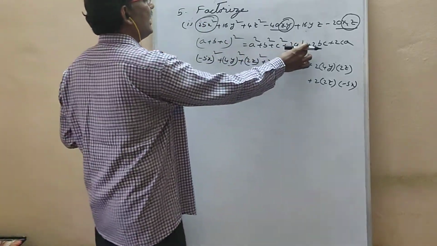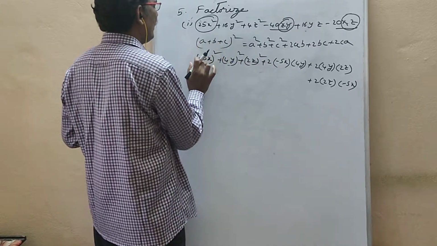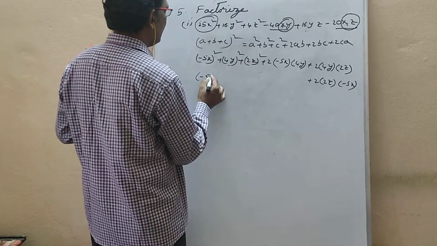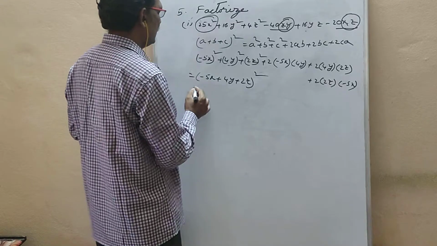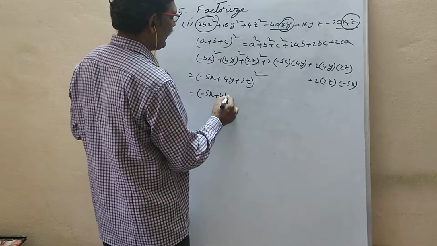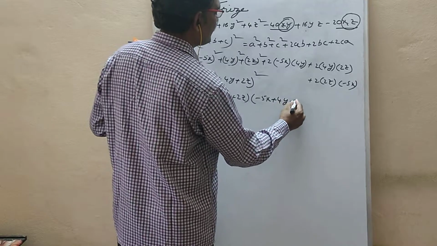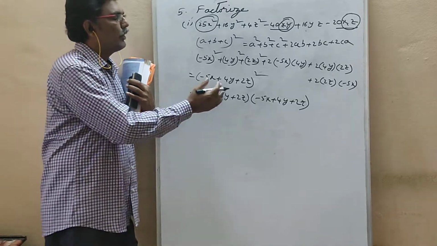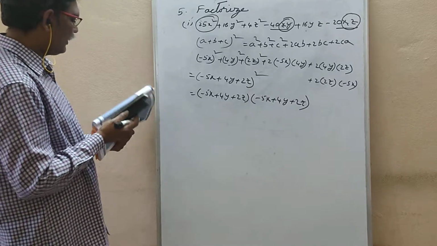Now if it is there like this, you can write like this. In place of a you write minus 5x, in place of b 4y, in place of c 2z. Means you can write minus 5x plus 4y plus 2z whole square. So to factorize, a square means a into a. So minus 5x plus 4y plus 2z into minus 5x plus 4y plus 2z. So this is called factorization. Factorization means I have to write a product of the things, so I wrote it like a product of the things. Next we will go for the next problem.